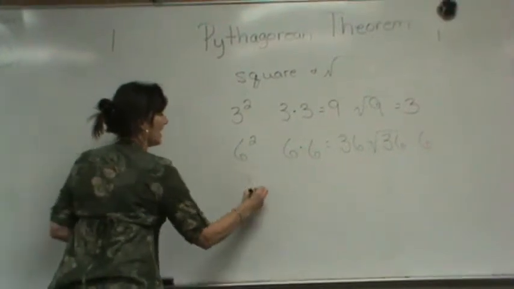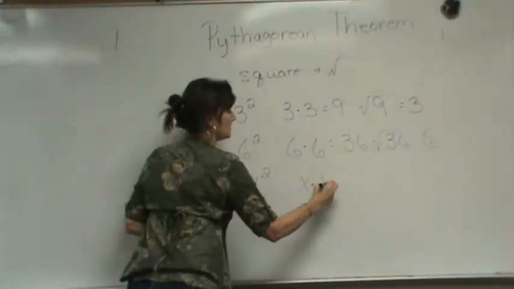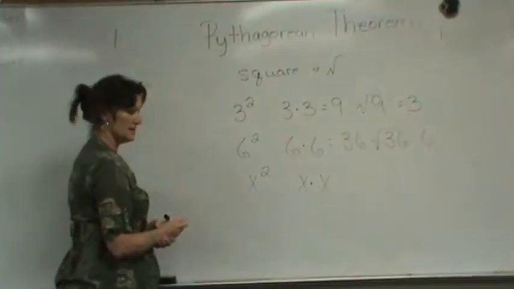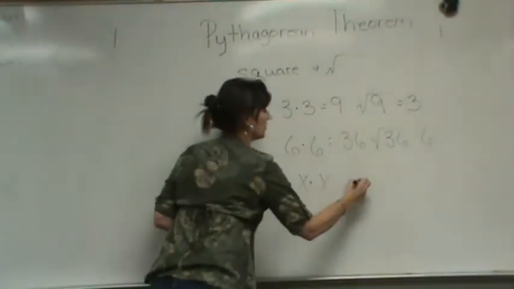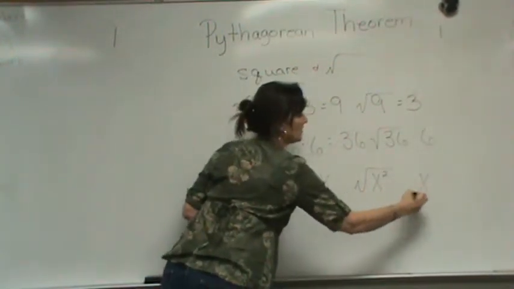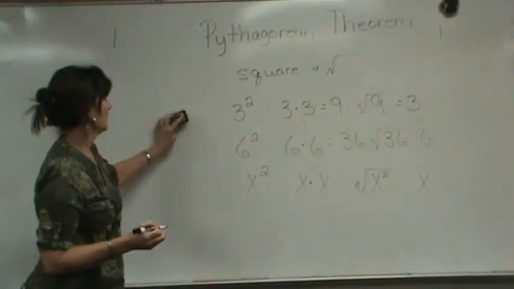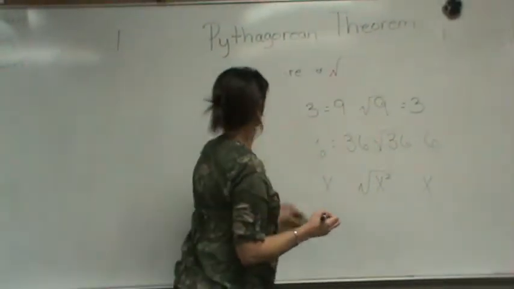The same if I have x squared. That means x times x. So if I'm looking for the square root, because I have x squared, that's just going to be a plain x. Okay, now on to the Pythagorean Theorem.